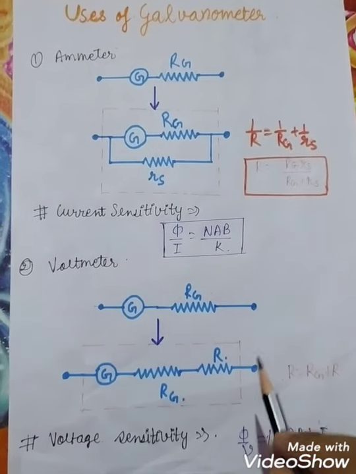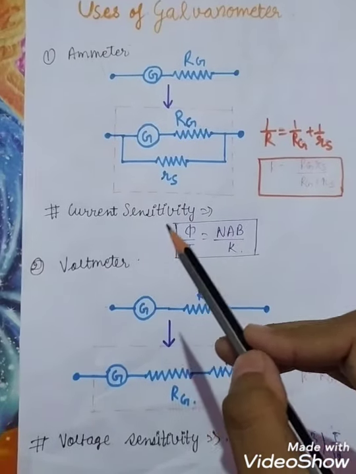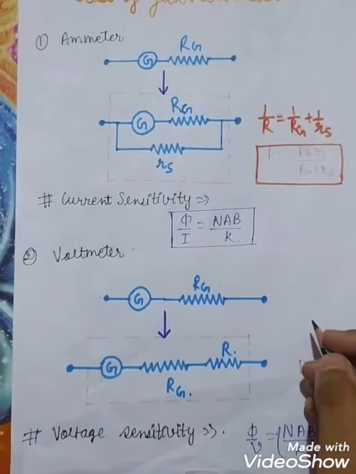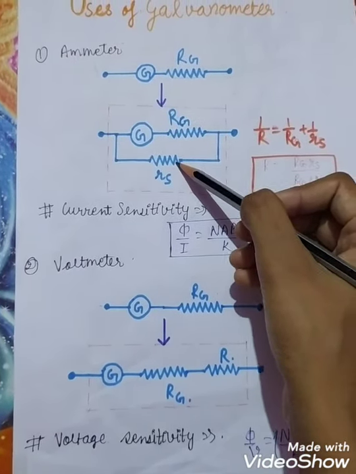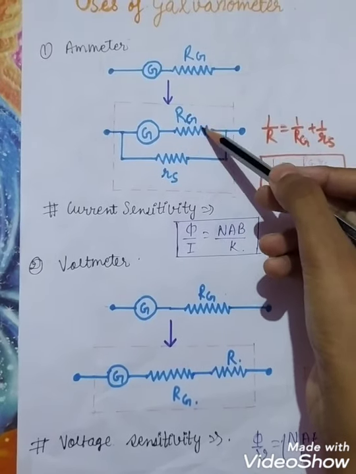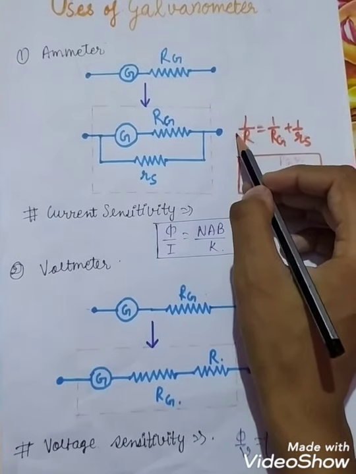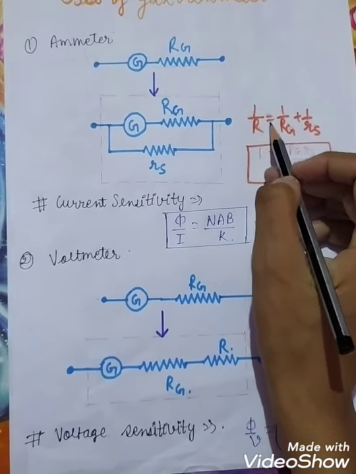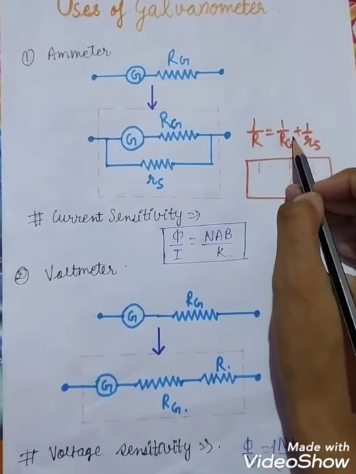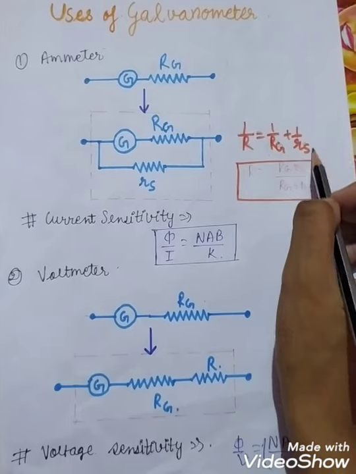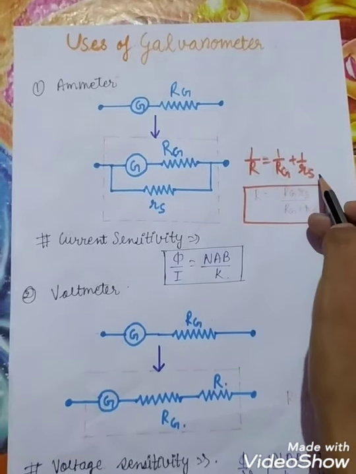Simply, we can add a very small resistance in parallel to the galvanometer. So what will it do? It will reduce the value of resistance. How? As we already know, when two resistances are connected in parallel, the equivalent resistance is given by 1 upon R equal to 1 upon Rg, the resistance of the galvanometer, plus 1 upon Rs, the resistance in parallel. This resistance is very small, so we can also call it shunt resistance.